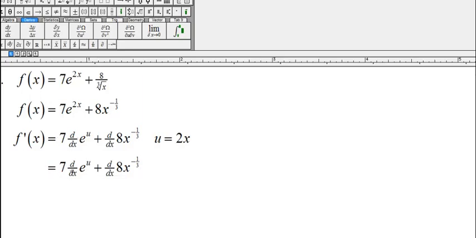So again, the 7 pulls out front. The derivative of e to the u is e to the u times the derivative of the u. And we know how to do this, the polynomial function. So it's negative 1/3 times 8 is negative 8/3 times x, and then we got to work on the power here. Negative 1/3, you subtract 1 from it. Negative 1/3 minus 1 is negative 1/3 minus 3/3. That's negative 4/3.